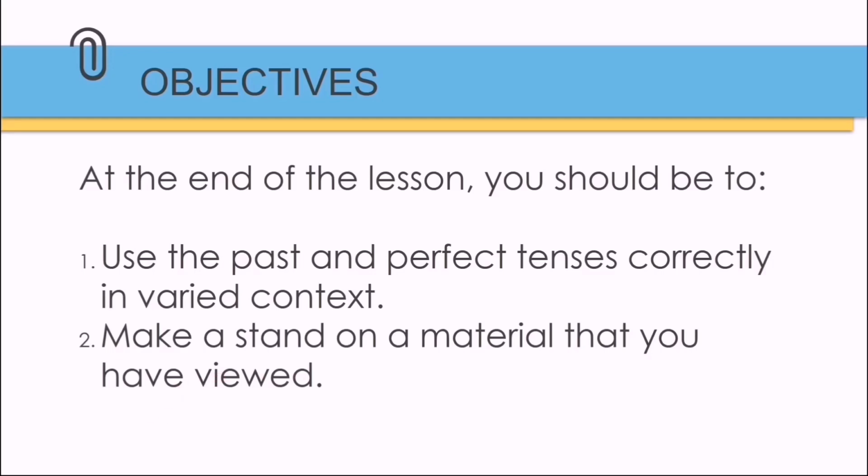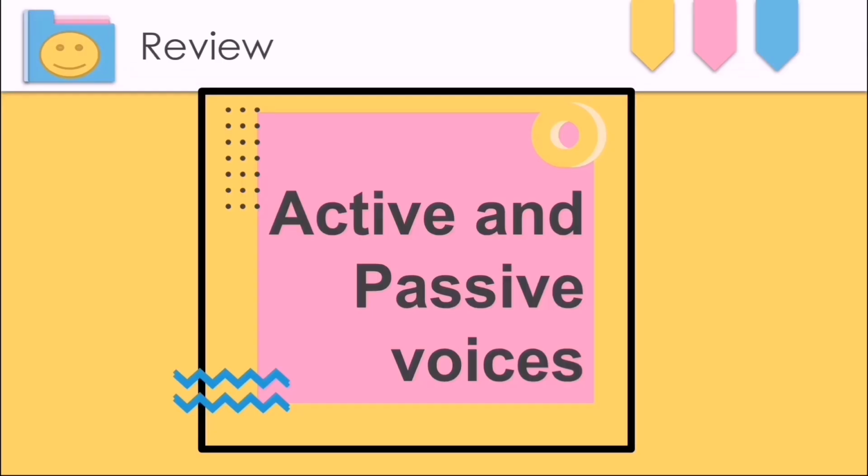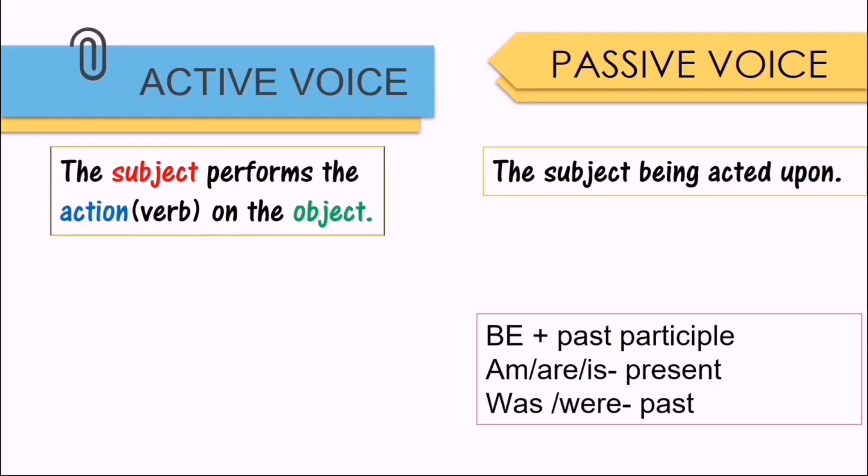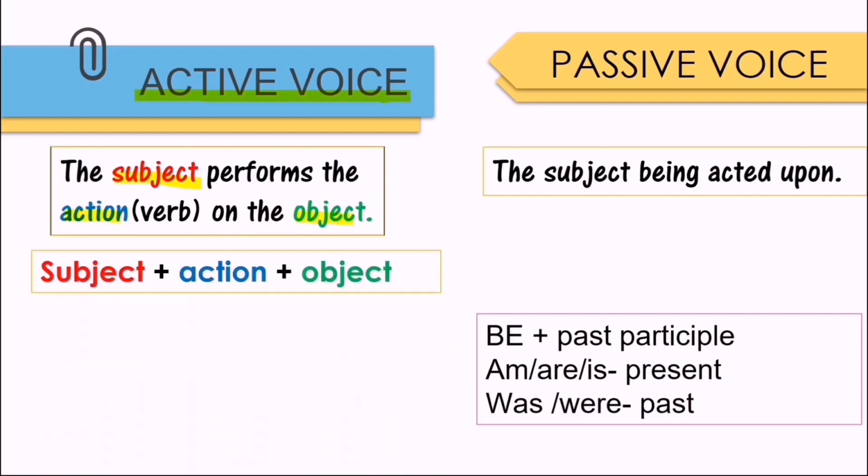Before we discuss our main topic, let us have our review first. Our topic last week was all about the active and passive voices. You already know that in the active voice, the subject performs the action or the verb on the object, right? So our formula will be the subject plus action plus object. Remember that one, that is the pattern of the sentence.